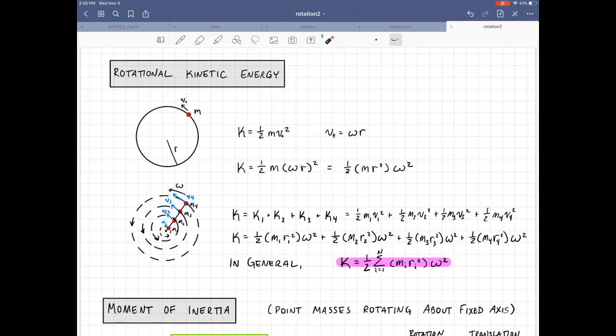If you look at this in general, then the kinetic energy of n number of objects that are undergoing rotational motion is just 1/2 times the sum of m sub i, r sub i squared. You cycle through each of the particles that you're considering, and then multiply by omega squared. So 1/2, sum up all of these mr squared terms, and then multiply by omega squared.